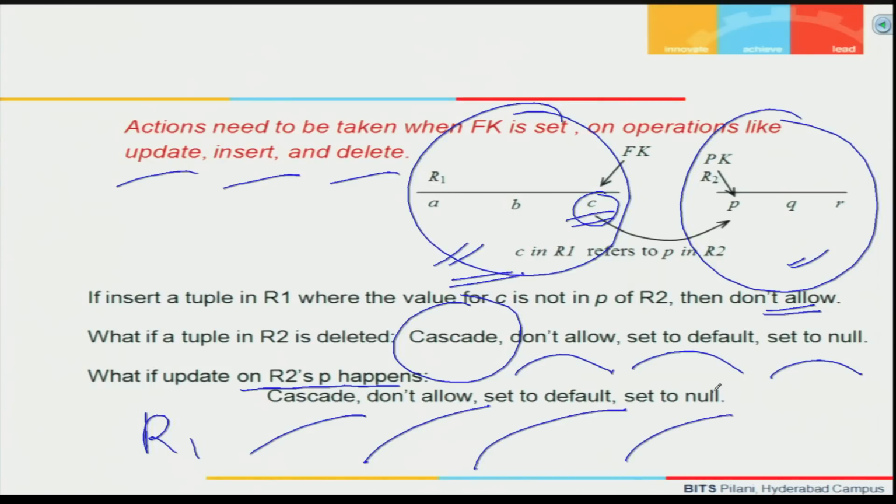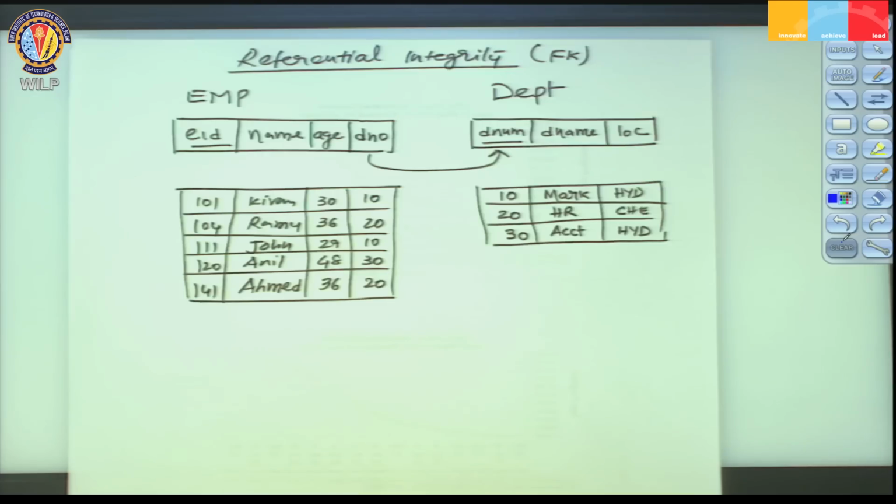Let us try to understand these concepts with the help of an example. Again we will go back to our old example, that is employee and department. Here D number is the foreign key which is pointing to the Dnum, the primary key. As of now there is no violation of the foreign key constraint. This is the relation instance for employee, this is the relation instance for department, there is no problem.